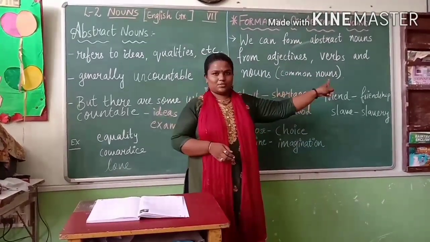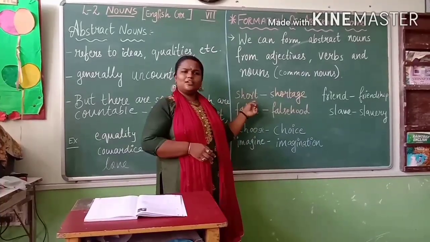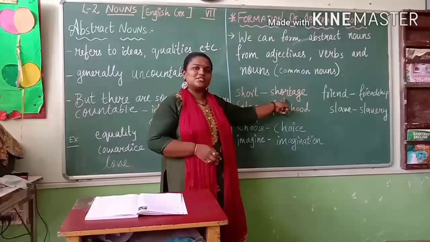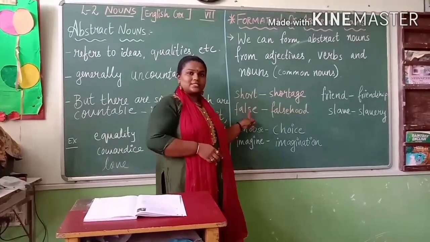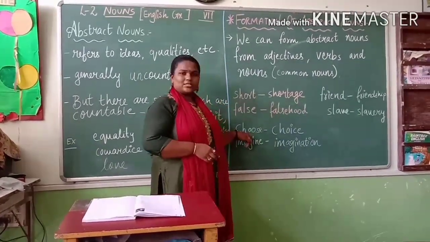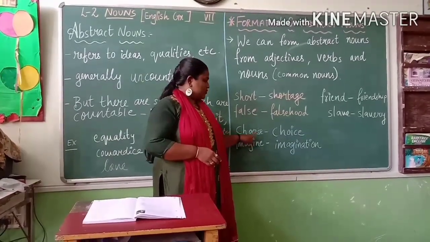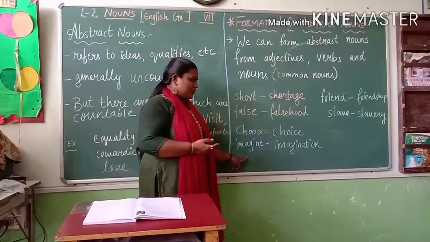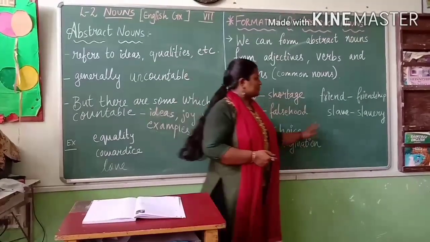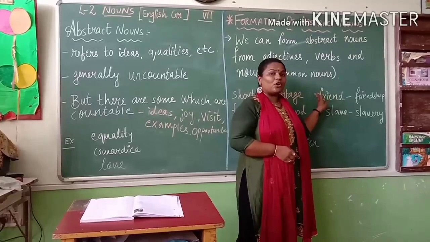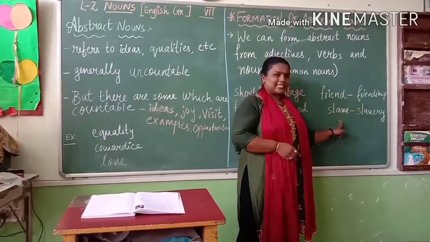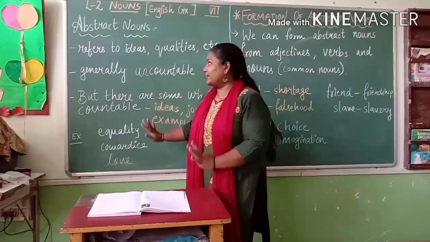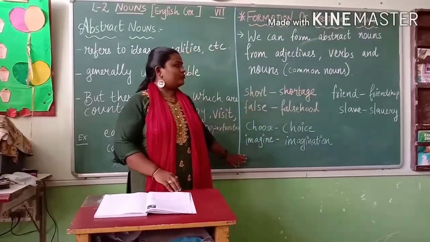Especially common nouns. Example, short. Short क्या है? It is an adjective. So the noun form, abstract noun, is shortage. Next, false, falsehood. Choose, it is a verb. Choose, choice. Imagine, it's again an action word, verb, imagination. Friend, noun, common noun, friendship. Slave, again slavery.